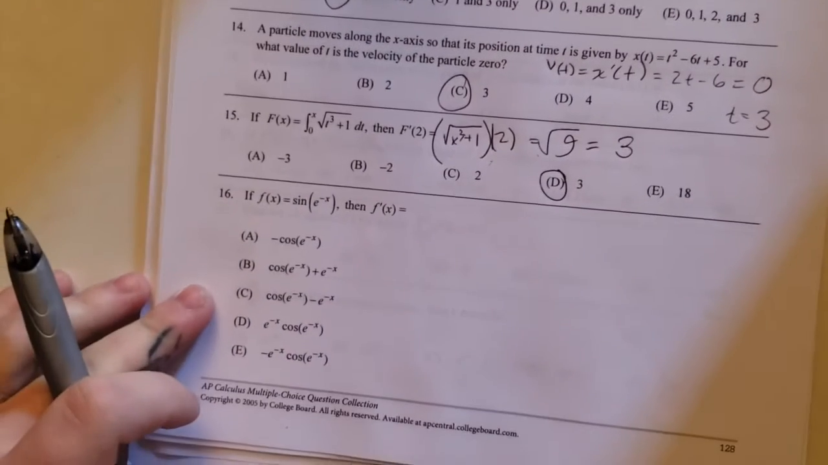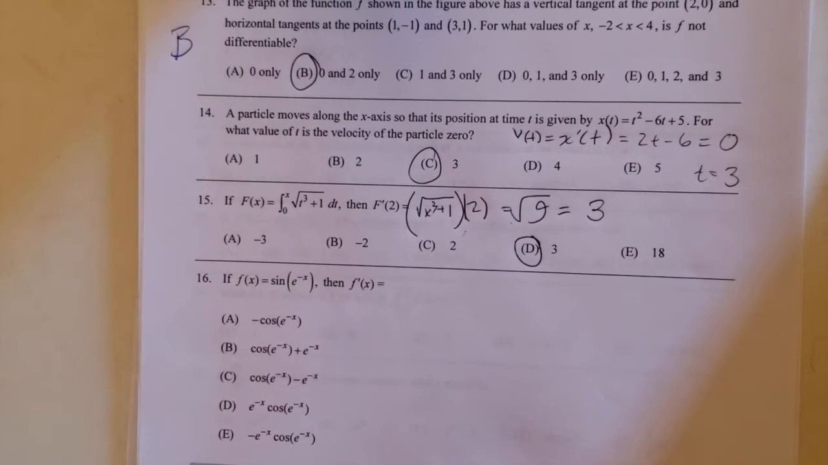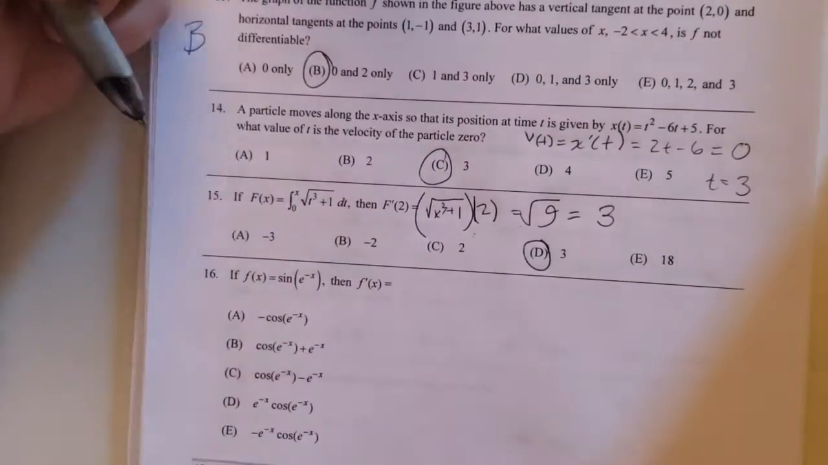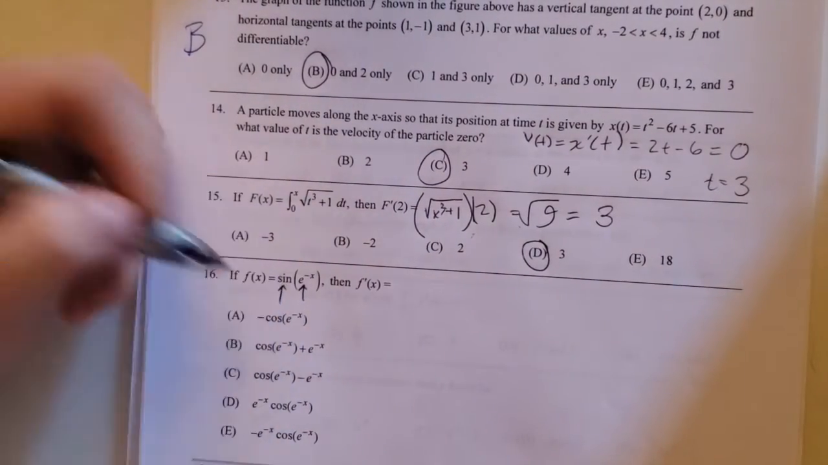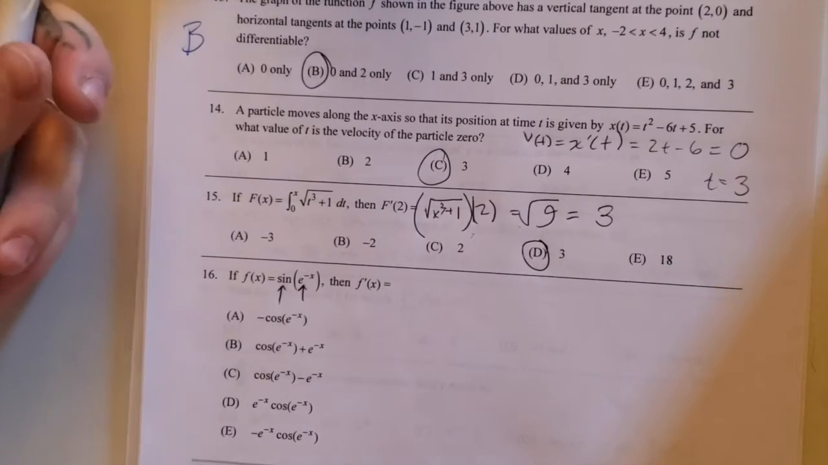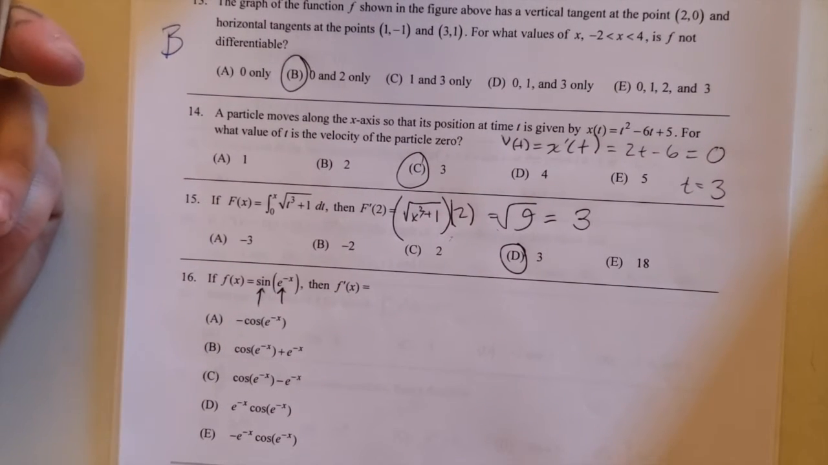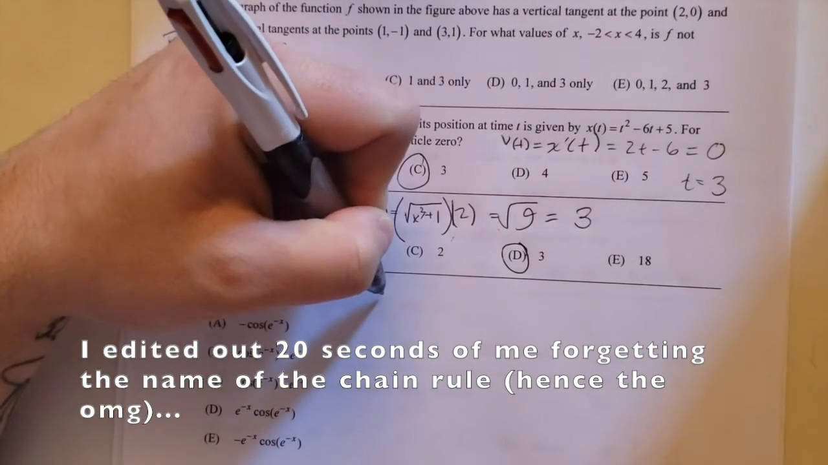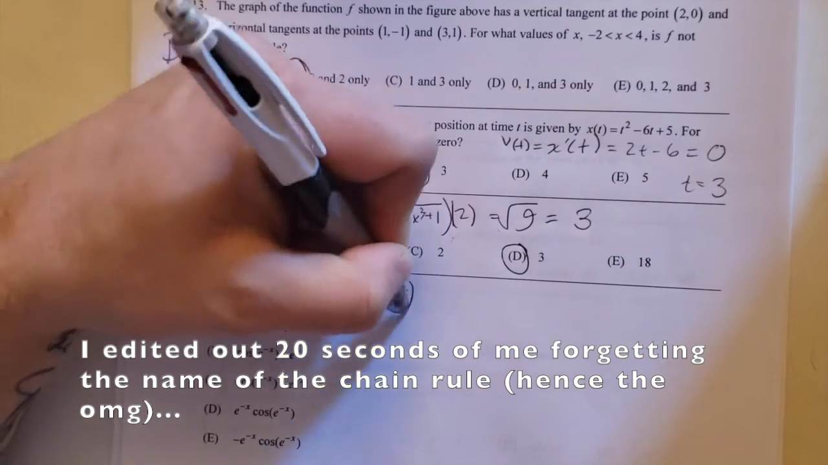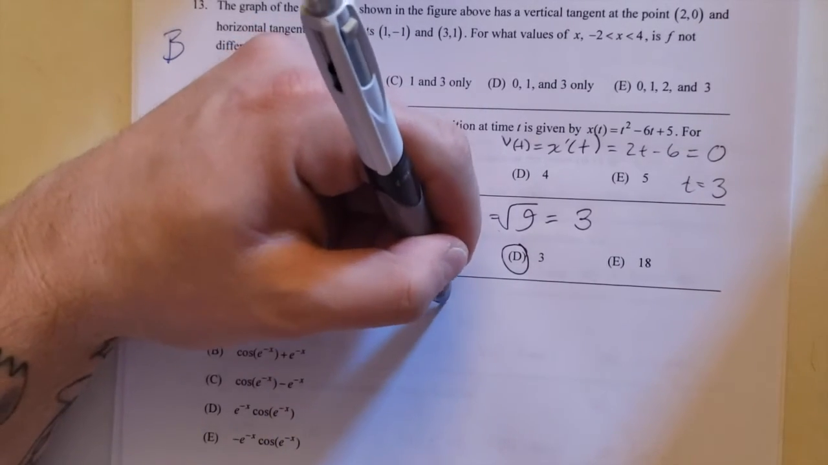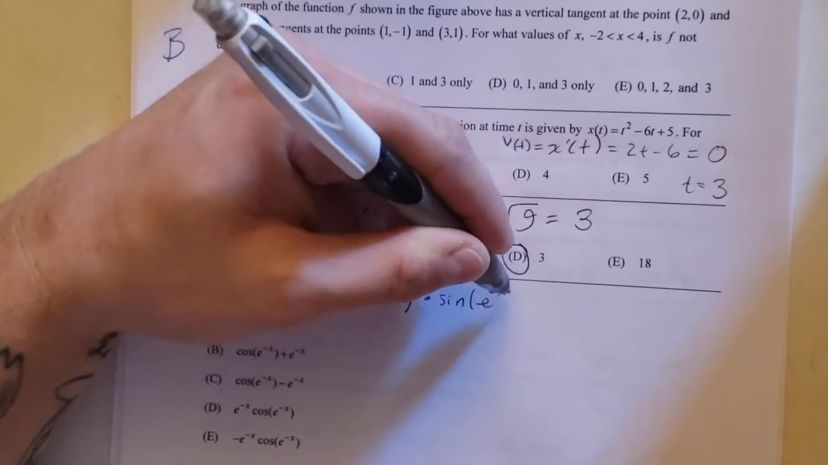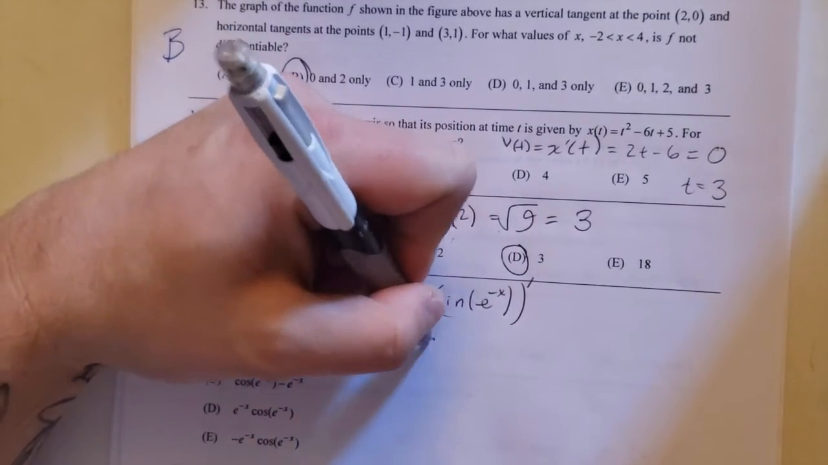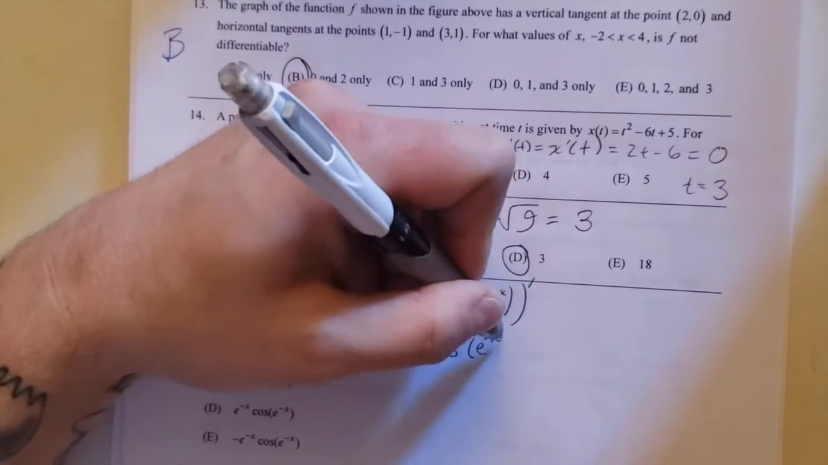Okay, 16. Let me make sure you can see that. 16, if f is equal to sine of e to the negative x, then f prime is, this is a special rule. We have the product rule, the quotient rule, and then we have the chain rule. So that is derivative of the inside times derivative of the outside, which is going to be negative e to the negative x times cosine e to the negative x.